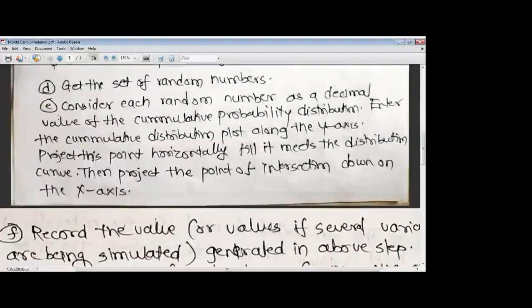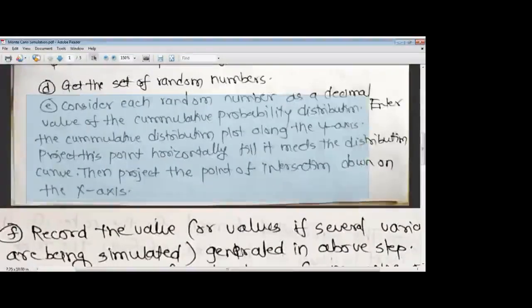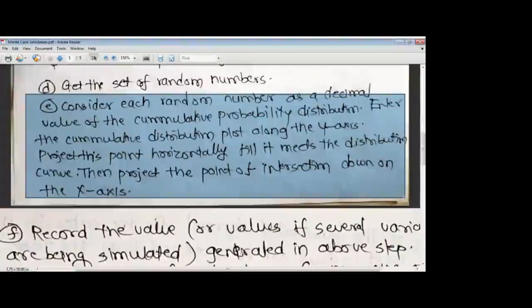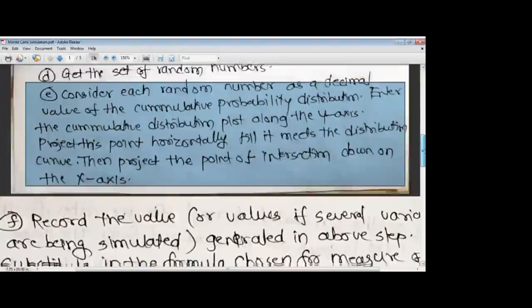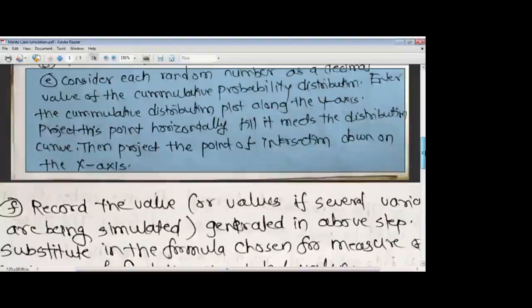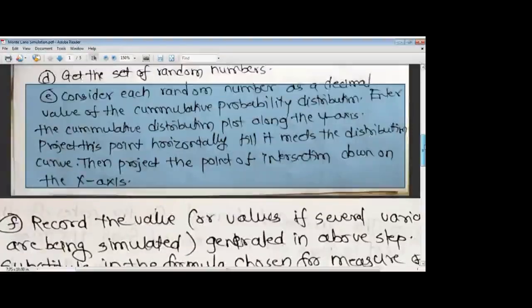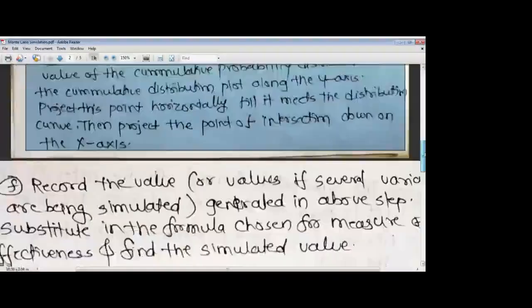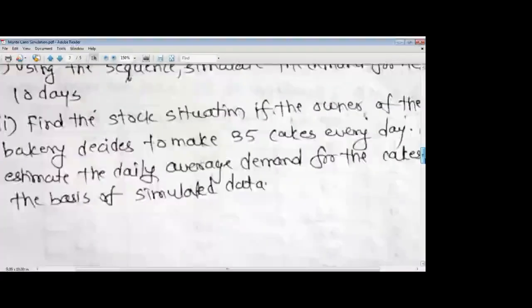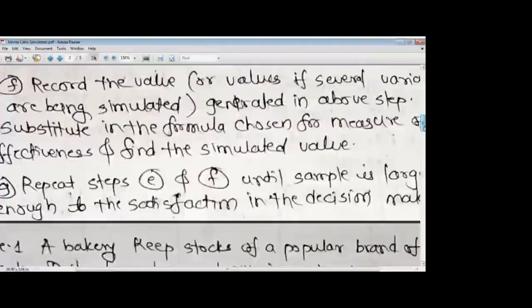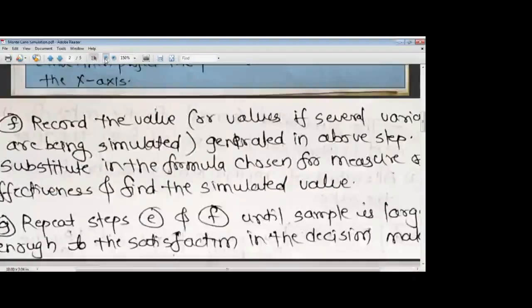Now the next step is to consider each random number as a decimal value for the cumulative distribution. Enter the cumulative distribution plot along the y-axis. Now project this point horizontally till it meets the distribution curve, and then project that point down on the x-axis. So for every cumulative probability point we consider, we repeat this numerous times till the satisfactory number of iterations are available.